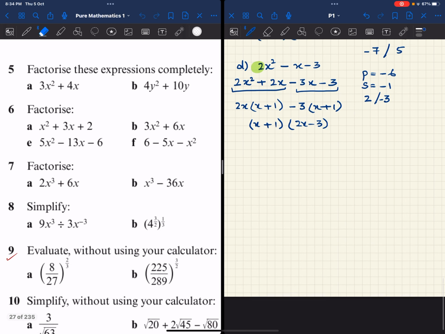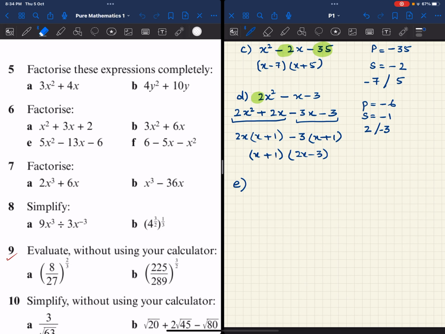Let's move on to question E. We have 5x squared minus 13x minus 6. Again, the coefficient of x squared is not 1, so we need to do this by product and sum. Our product is 5 into negative 6, which is negative 30. So the product is negative 30. The sum is the coefficient of x, which is negative 13. What are the two numbers that multiply to give us negative 30 and add up to give us negative 13?